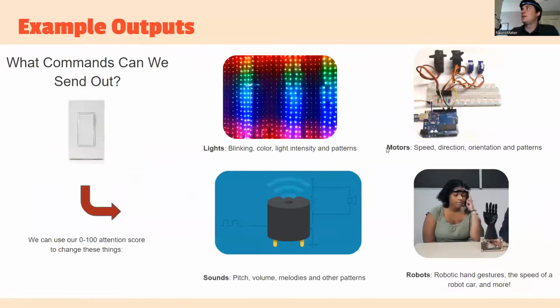For instance, if our attention is set at a high level, we can say, hey, when your attention's really high, make this color on a light. Or conversely, if you're relaxed, let's make a more relaxing color from a light. I'm going to show you how to do that live. We can also control a motor. If you are really attentive, maybe you can make a fan spin faster, or make it slow down. You can control sounds like you already saw.